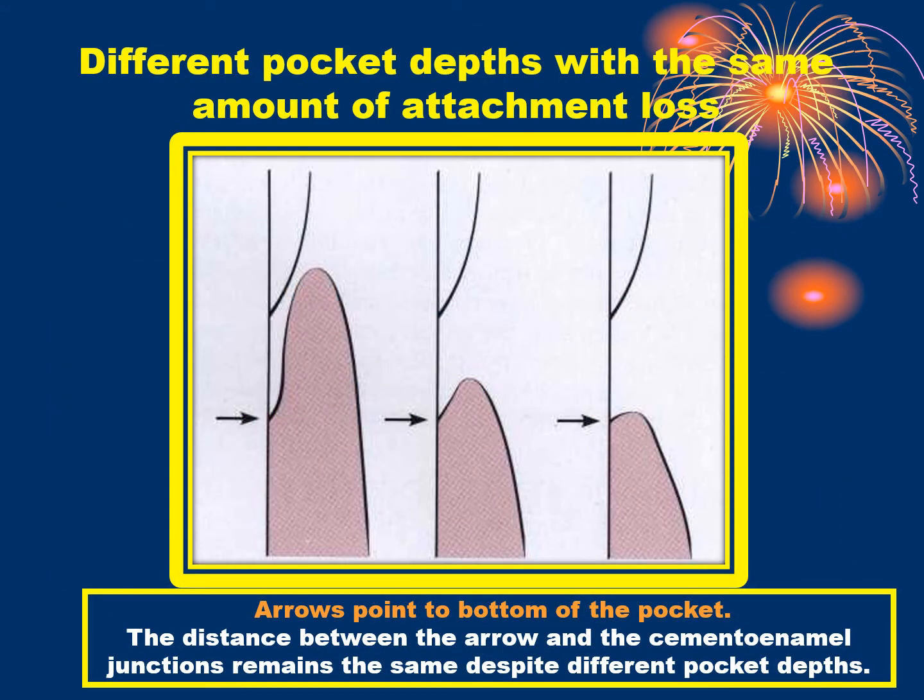This diagram represents different pocket depths with the same amount of attachment loss. As we see here, the arrows point to the bottom of the pocket, and the distance between the arrow and the cemento-enamel junction remains the same despite the different pocket depths.